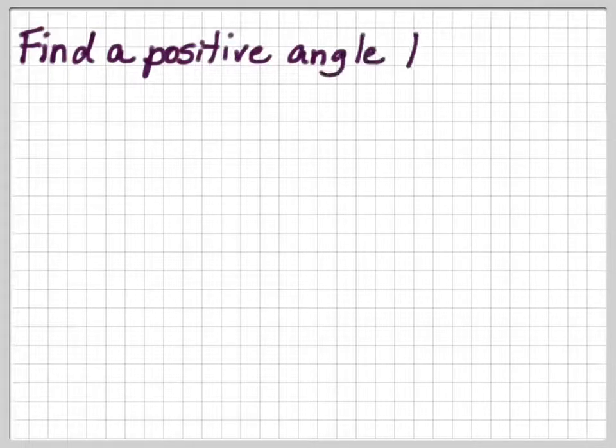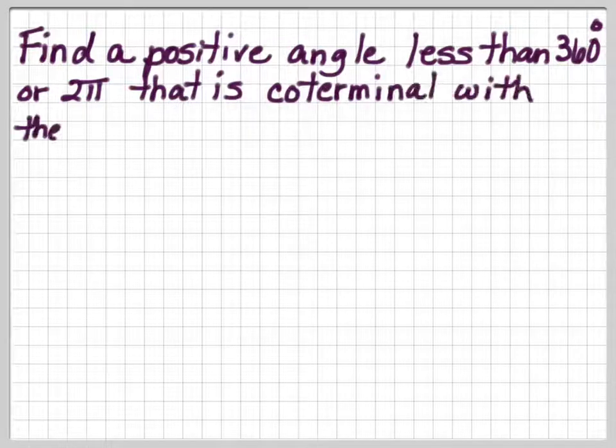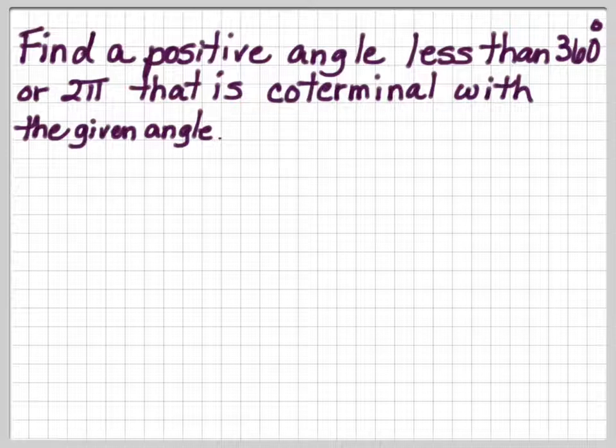So here we go. The first problem is find a positive angle less than 360 degrees or 2 pi that is coterminal with the given angle. And coterminal means it goes all the way around the block and lands in the same spot. So for instance, if you have a 10-degree angle and you add 360, you've got a 370-degree angle, which is the same thing. If you add or subtract 360 or 2 pi, you'll come to the same spot, like going around the merry-go-round and landing in the same spot as the beginning.